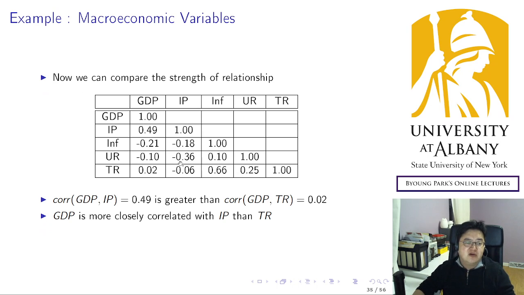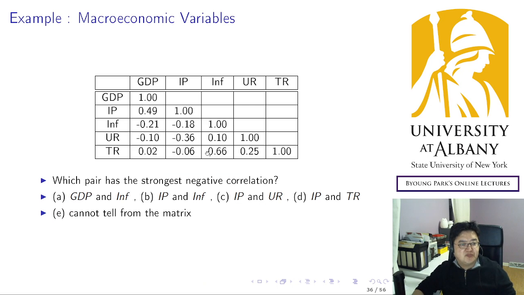Now you can compare the sign. Of course, the signs imply the direction, and the signs should be the same as in the covariance matrix. But now you can compare, for example, that the industrial production growth rate has a stronger relationship with GDP growth rate than treasury bill rate, right? So you may compare 0.02 and 0.49. Which relationship is stronger? And let me ask you this way. Which pair has the strongest negative correlation from this table?